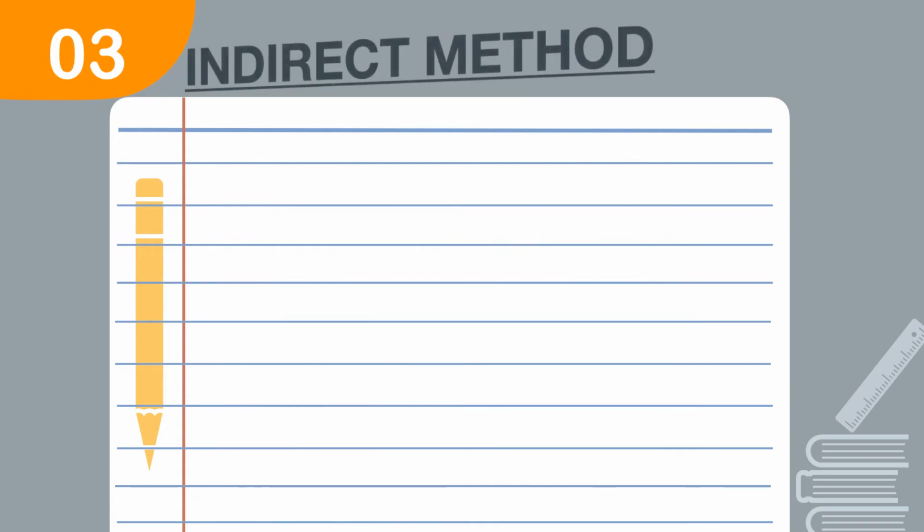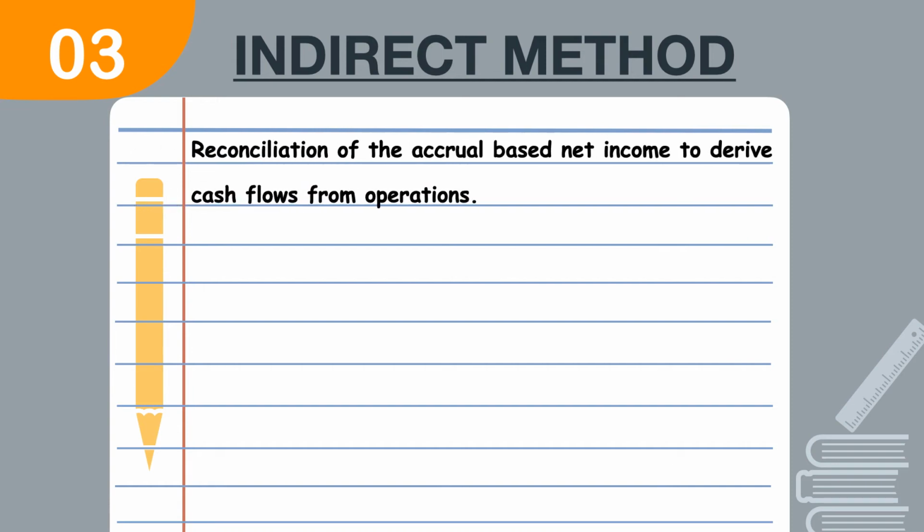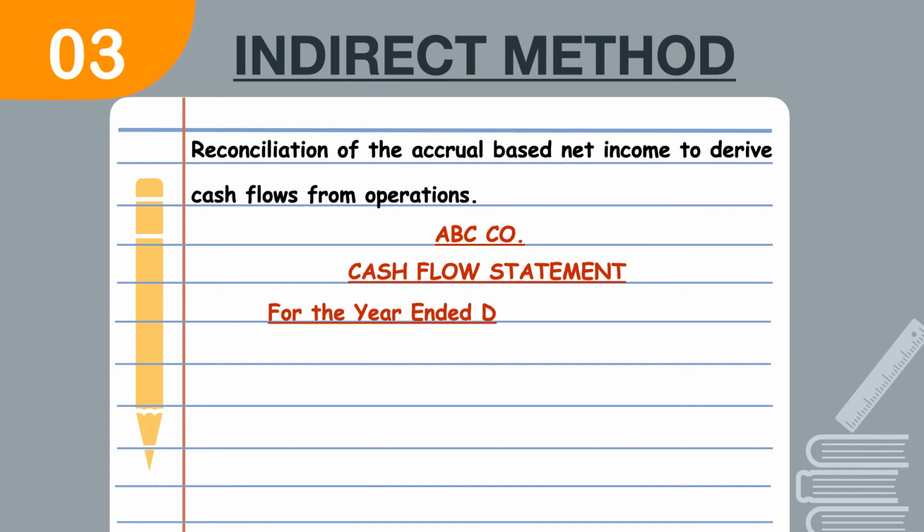In the indirect method, like I mentioned, the only difference is with how the operating activities section is presented. In this method, there is a reconciliation of the accrual-based net income to derive cash flow from operations. Again, the same three-tier title applies.